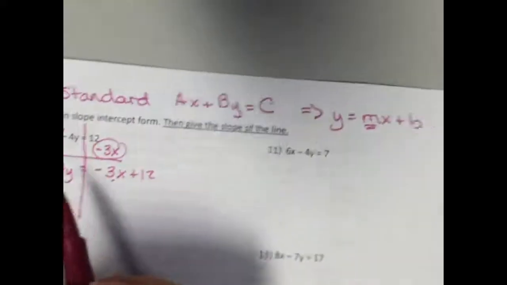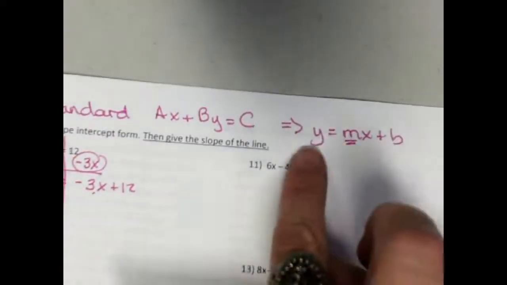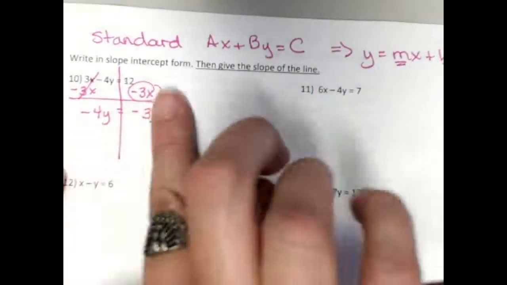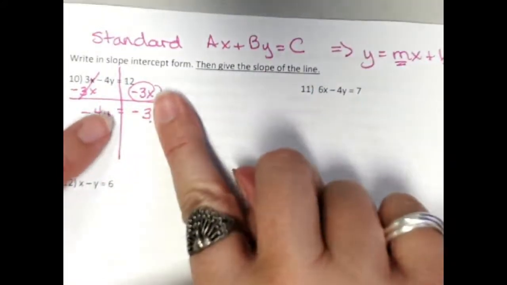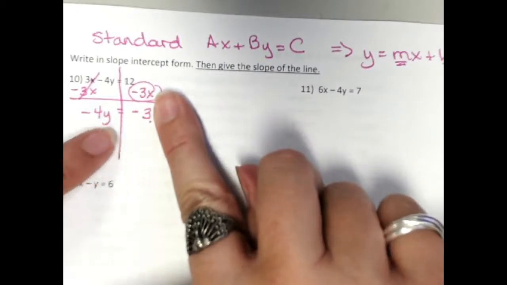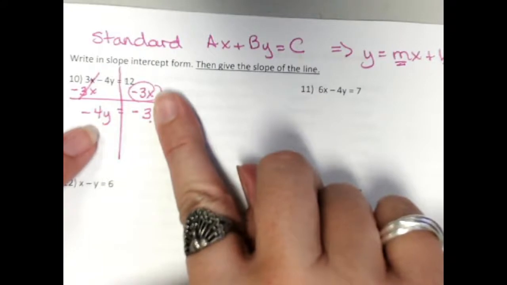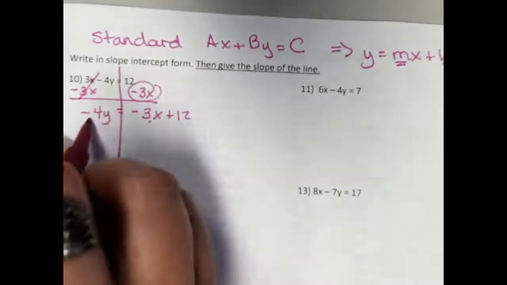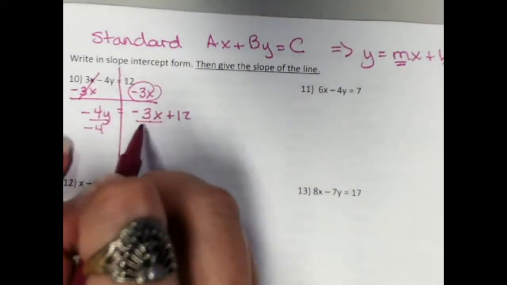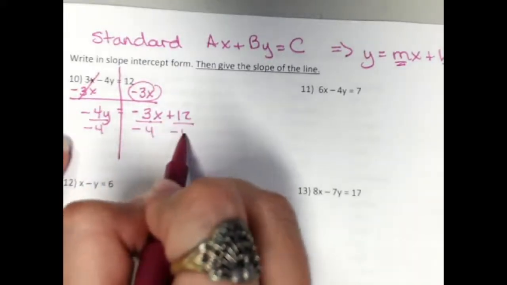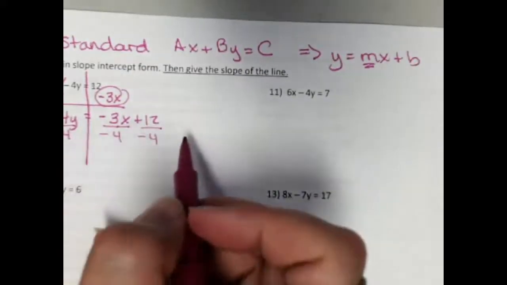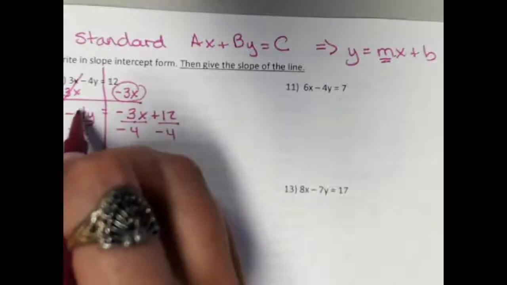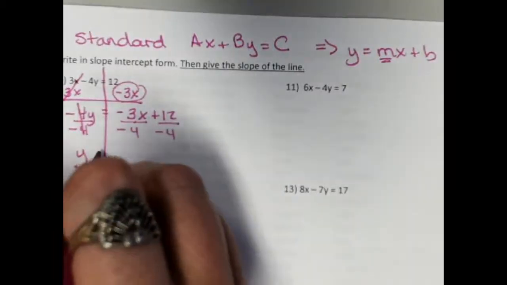Now what else do I need to do? I need to get the y all by itself without a number in front of it. So if this was just 4y equals 3, I would divide both sides by negative 4. I'm going to do the same thing here. I'm going to divide everything by negative 4. Everything gets divided by negative 4. Negative 4 over negative 4 cancels, and I have y.